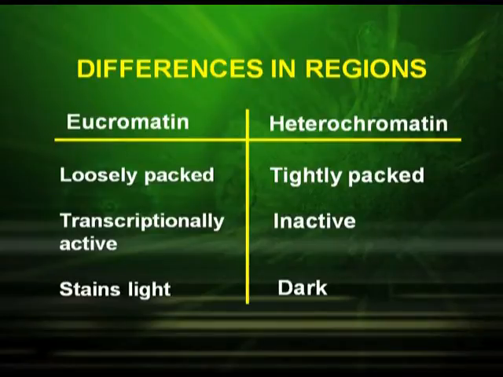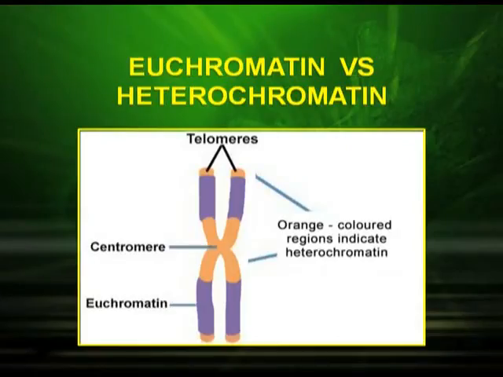Now, there are 2 different regions in the chromosomes, the euchromatin and the heterochromatin. Let us see the differences between them. In euchromatin, the chromatin material is loosely packed. It is transcriptionally active and it stains light. On the other hand, heterochromatin is a region which is tightly packed, inactive, and darkly stained. Now, let us study them with the help of the following figure. The orange-colored regions indicate the heterochromatin, the centromere joins the two arms of the chromosome, and the blue region that you see is the euchromatin.